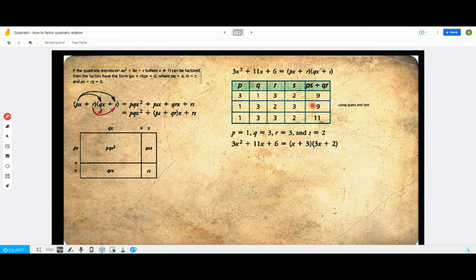So we try another one. Okay, it's not correct. And then we try another one. Okay, if p equals 1, q equals 3, r equals 3, and s equals 2, then ps plus qr equals 11, right? So we find out pq, rs. And then we just substitute the numbers into these two factors, the binomials. So p equals 1, it's x, and r equals 3, x plus 3. And q equals 3, substitute here, 3x, and s equals 2. Okay, so we find out. So yeah, that's it.